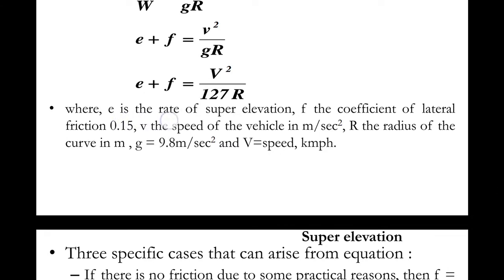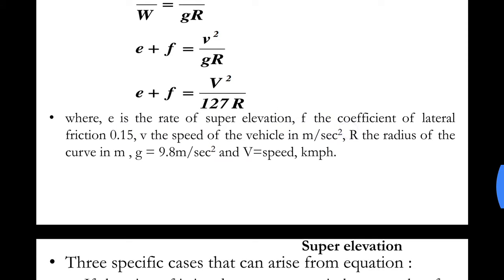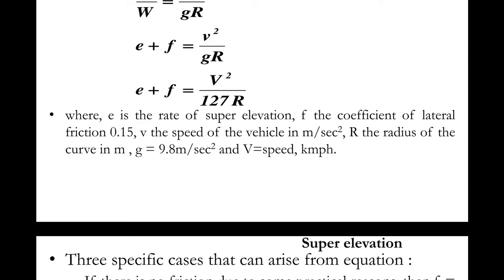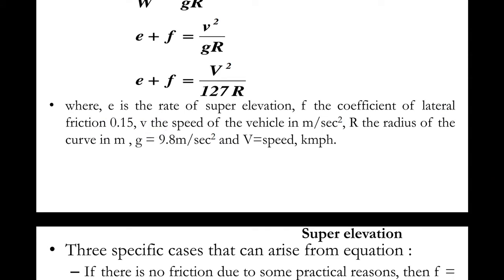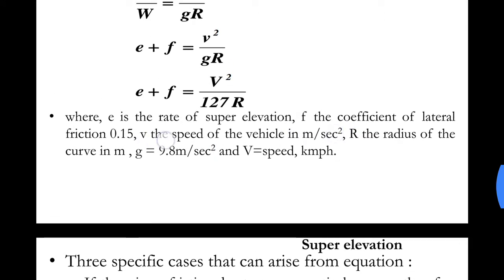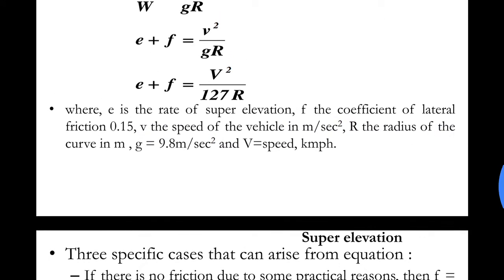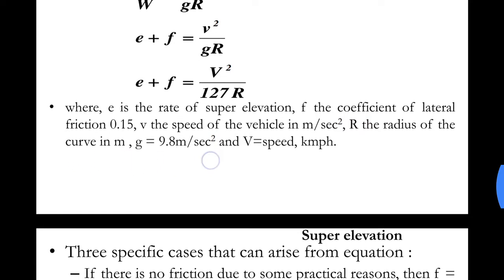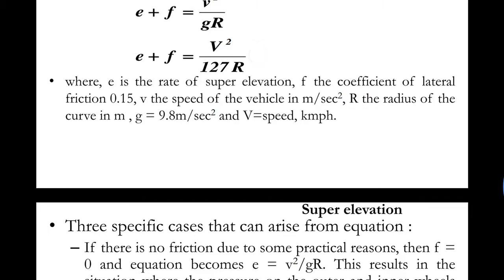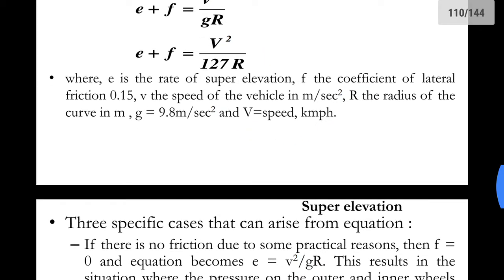Where E is the rate of super elevation, F is the coefficient of lateral friction, that is 0.15, v is the speed of vehicle in meter per second, this is small v. R is the radius of curve, g is 9.8 meter per second square, and if capital V is given, it is speed in kmph.